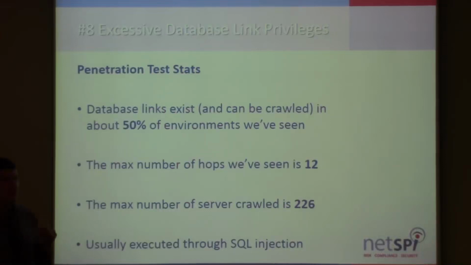We see this in about 50% of the environments where we see SQL injection. Max number we've seen is 12 hops. That means we literally hopped through 12 servers to get where we needed to go or to get the access we needed, and then took it over. So we automated it naturally because the queries just get ridiculous. And the max we've crawled, unique ones, is like 226. About half of those are sysadmin access, which was pretty awesome. Sorry, pretty horrible.